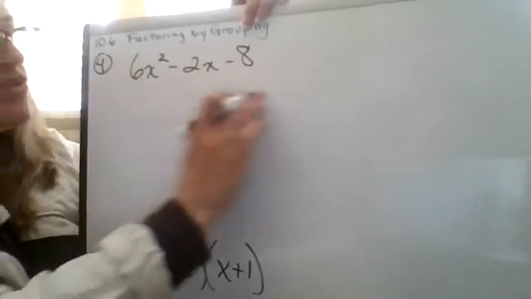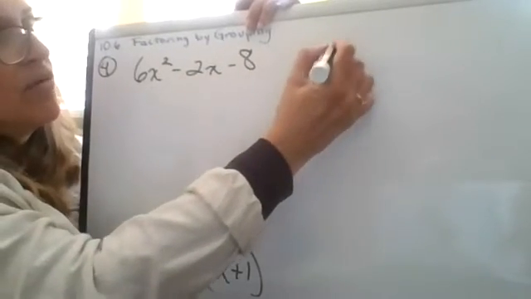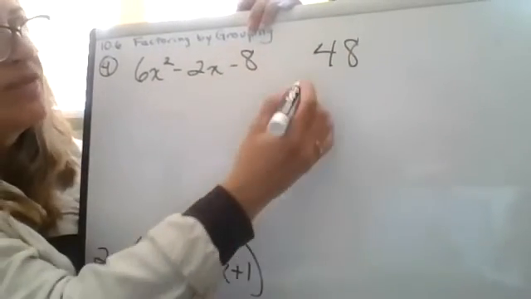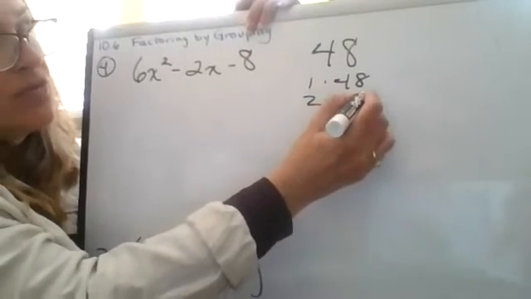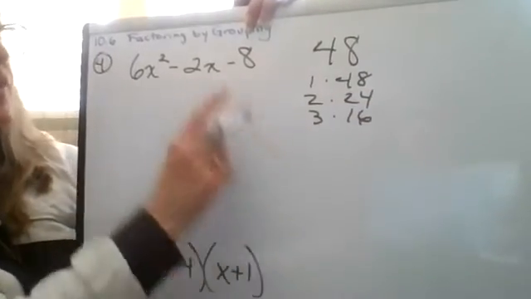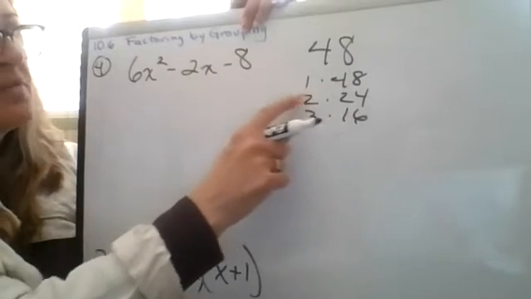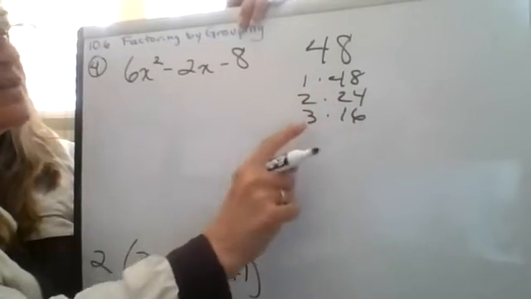So let's take this, do the process again. We're going to multiply 6 times 8, and we're going to get 48. Now I need all the factors of 48, so it's a little higher. 1 times 48, 2 times 24, 3 times 16, etc. And I keep going. Because it's minus, you know one's positive and one's negative, and they end up getting subtracted.